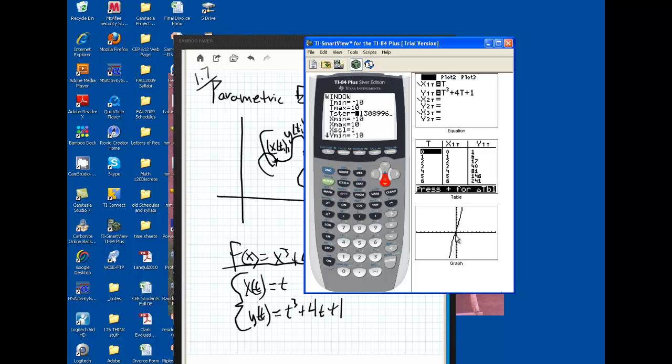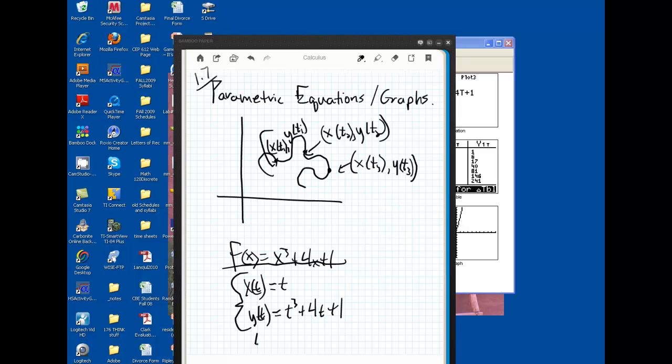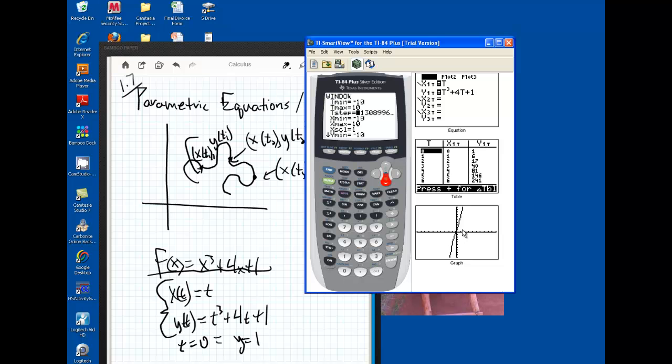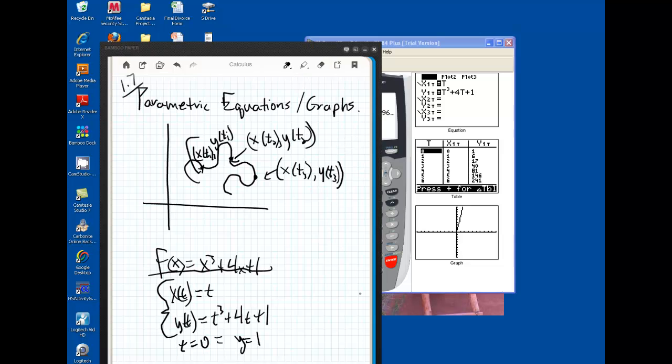All right? So what happened was, because we only started T at 0, watch, when T equals 0 over here, I know that Y is going to be 1. So we only got the part of the curve that started when Y equaled 1. Watch, I'll change it again. If I go back up here, and instead of negative 10, I clear it out, and I hit 0, watch what happens. I only get that right-hand side that starts right at 0, 1. Isn't that cool?